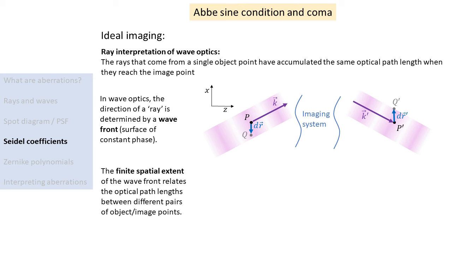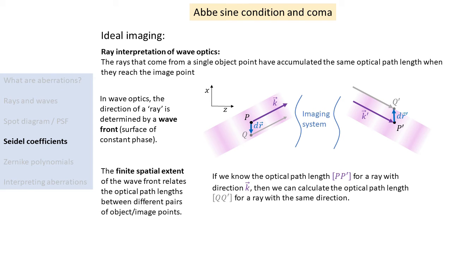More specifically, if we know the optical path length of a ray with a certain angle that goes from point P to its image point, then we can calculate the optical path length from a nearby point Q to its image point. If Q is imaged without aberrations, then the optical path lengths should be the same for all rays. Mathematically, it means the following.